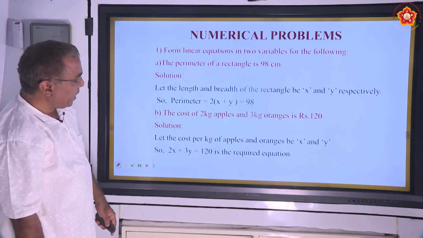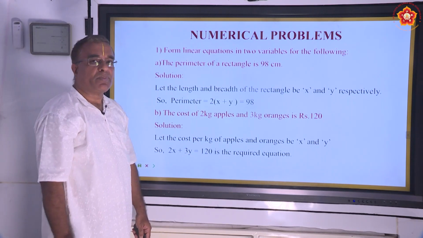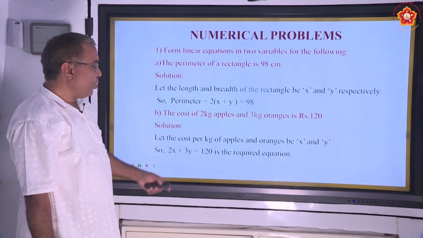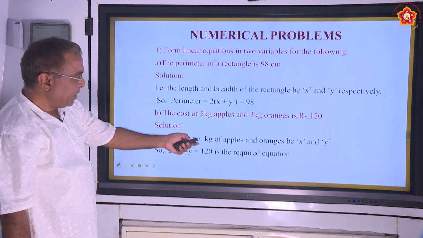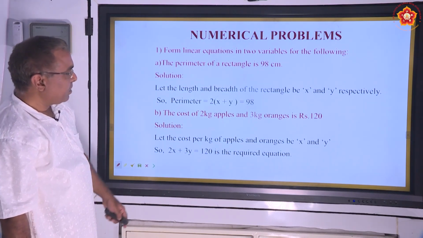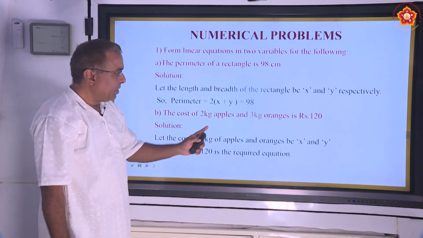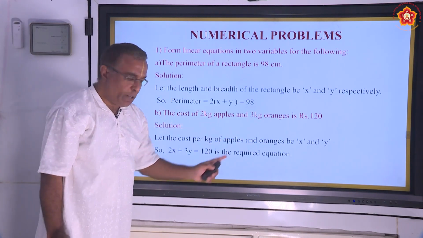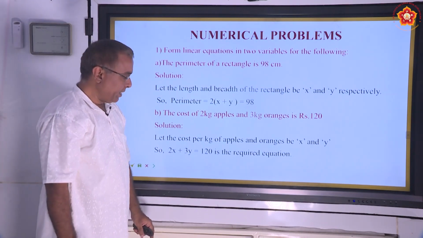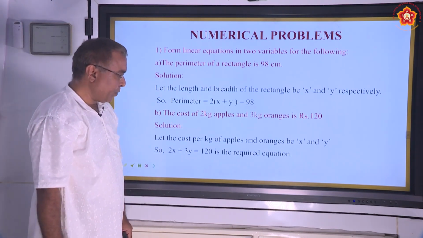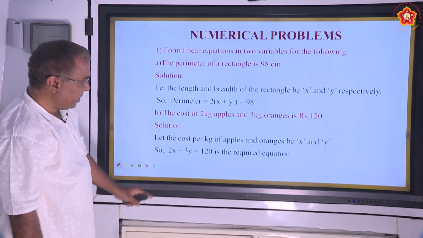Next, the cost of 2 kg apples and 3 kg oranges is rupees 120. So again we do not know what is the cost of 1 kg of apple or orange. We will take it to be x and y respectively, right. So if per kg of apple cost x rupees, 2 kg will cost 2x and 3 kg of oranges will obviously cost 3y, right. Now the total cost is going to be rupees 120. So add up both, 2x plus 3y equals 120. This will be the required linear equation in two variables. Here what are the variables? x and y.